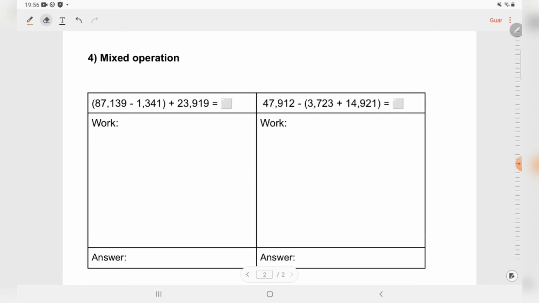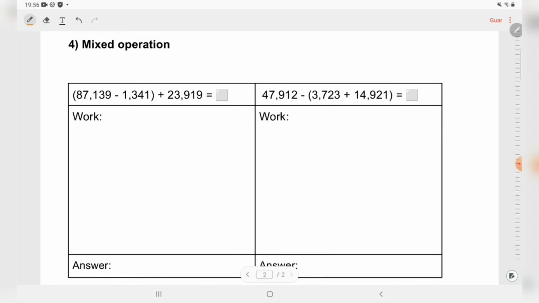Okay, next we have mixed operation. Mixed operation means that in the same number sentence we have two different operations, in this case, subtraction and addition. Okay, how to solve it? As you see here, we have brackets. This is a bracket. Open bracket, closing bracket. So first we have to solve the operation inside the brackets.